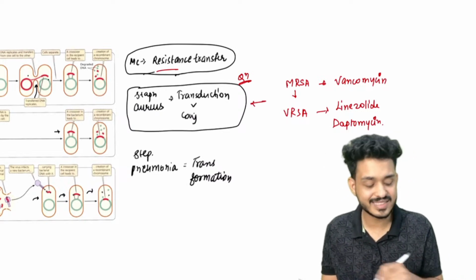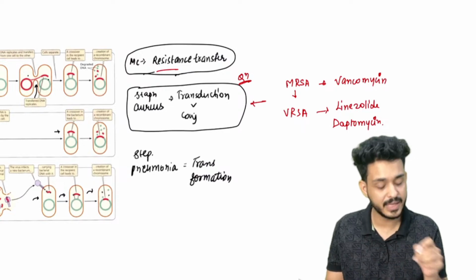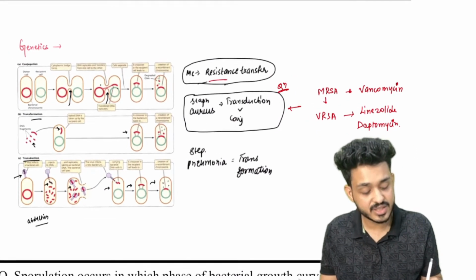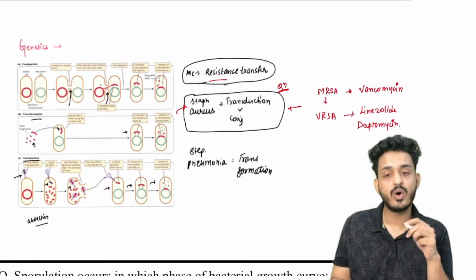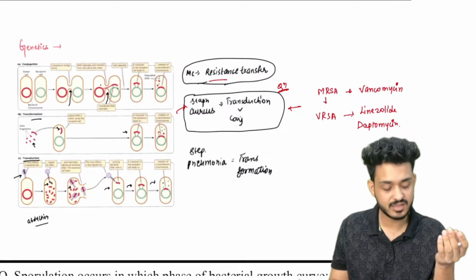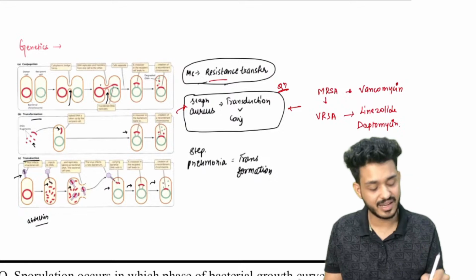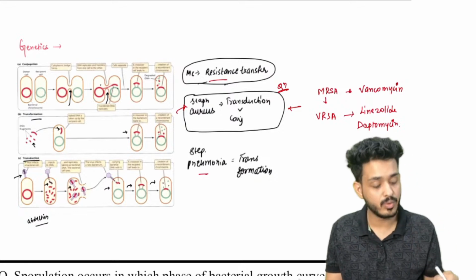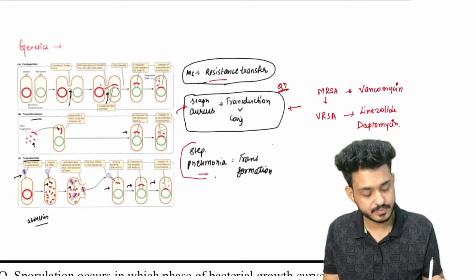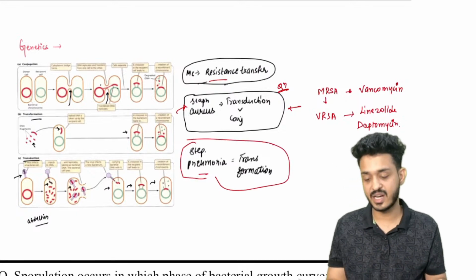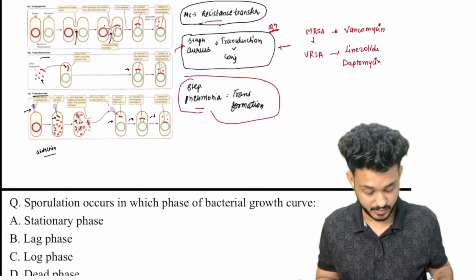Most common resistance transfer, if I ask you, your answer will be conjugation. But if I ask you the question in Staph aureus, the most common method of resistance transfer, your answer will be transduction. If I talk about Streptococcus pneumoniae, the most common method will be transformation. Clear guys? Transformation. Okay, wonderful guys.